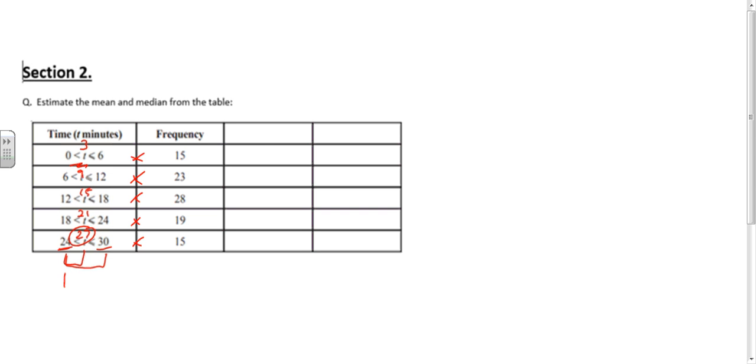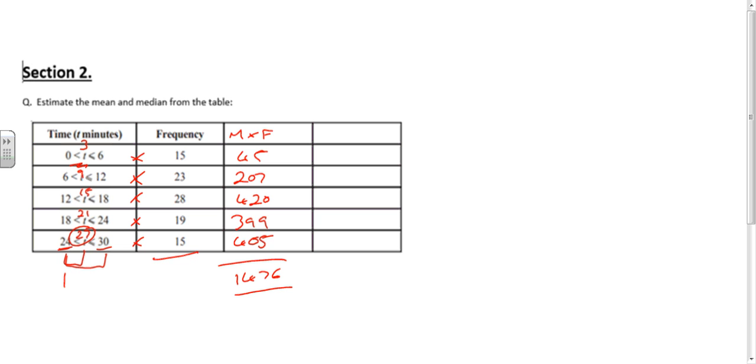Okay, so once you've found your midpoints, you do midpoint times by frequency. So 3 times 15 is 45. 9 times 23 is 207. 15 times 28 is 420. 19 times 21 equals 399. And 15 times 27 equals 405. You then add those numbers together. So 405 plus 399 plus 420 plus 207 plus 45, and it gives us 1,476.